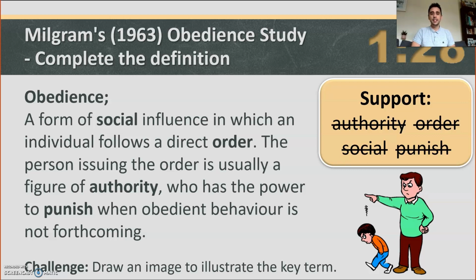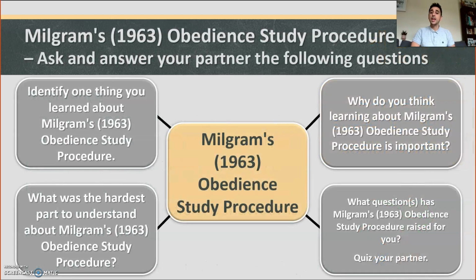So that's what obedience is. It's a form of social influence in which an individual follows a direct order. The person issuing the order is usually a figure of authority who has the power to punish when obedient behavior is not forthcoming. And that's Milgram's obedience study procedure.